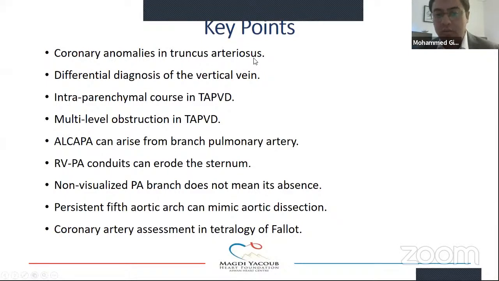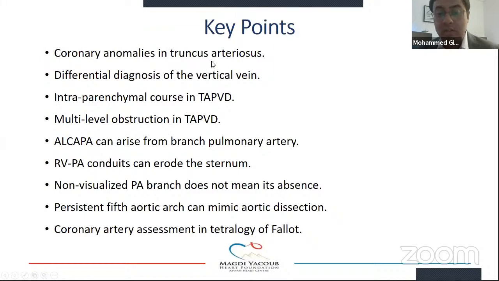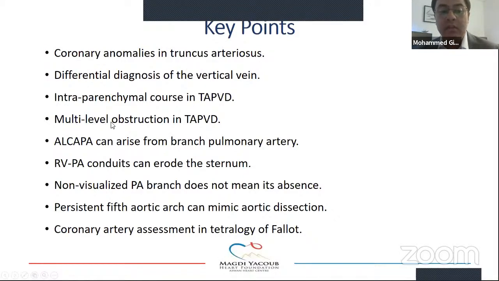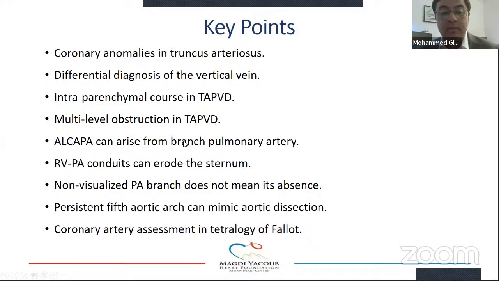Coronary anomalies in truncus arteriosus should be looked for, and it's not that rare. Differential diagnosis of the vertical vein, as we mentioned: systemic, coronary, and pulmonary venous drainage. The intraparenchymal and unusual course of the vertical vein in total anomalous pulmonary venous drainage, and multi-level obstruction in total anomalous pulmonary venous drainage. The ALCAPA can arise from a branch pulmonary artery, not only from the main pulmonary artery. The RV to pulmonary artery conduits can erode the sternum, and we should notify the surgeon of this finding. A non-visualized pulmonary artery branch does not mean its absence.